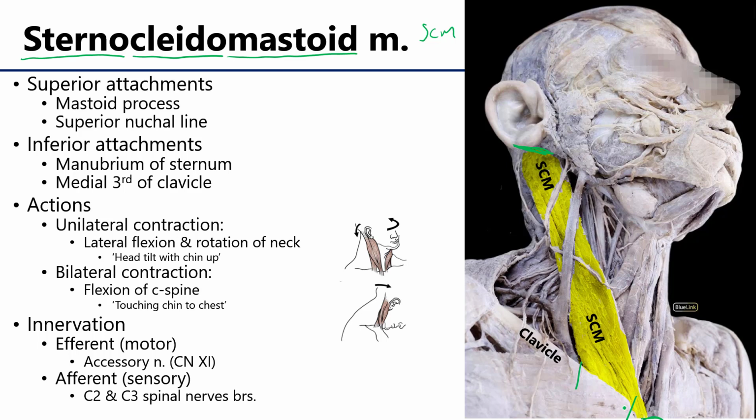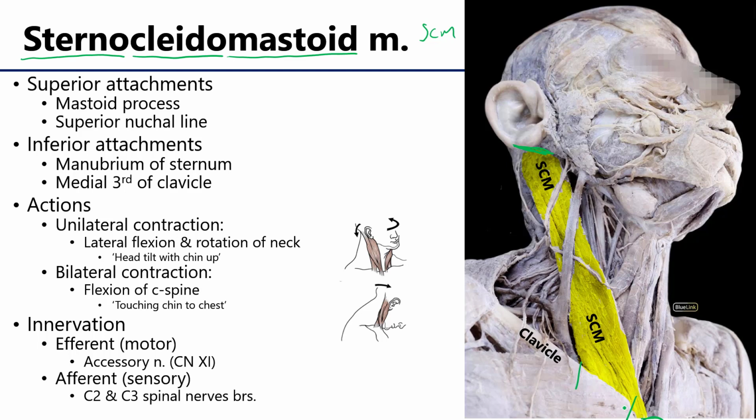So when this muscle contracts, we could think of it in two different ways. With unilateral contraction, just one of these muscles contracting, we'll have lateral flexion, that's flexion to the side, as if you're trying to touch your ear to your shoulder, and rotation of the neck. So you would begin to point your chin up in the opposite direction of the shoulder that you're pointing towards. There's also bilateral contraction, where both SCMs are firing, and that would bring flexion of the cervical spine, such as touching your chin to your chest.